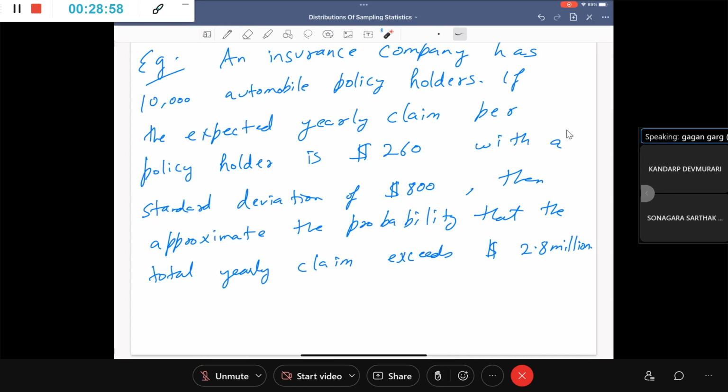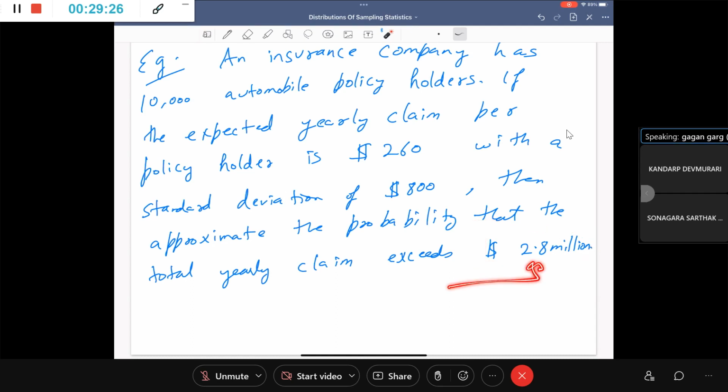Okay. Now, what is given to you is this, and then the insurance company wants to know what is the probability that the total yearly claim exceeds this much amount. So if they figure out a probability for this, then what can they do? They can figure out how much to charge you premium. So this is the total amount of money that they will have to pay. They want to approximate this probability.